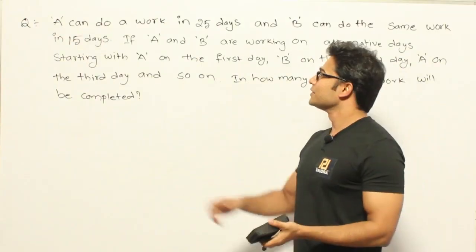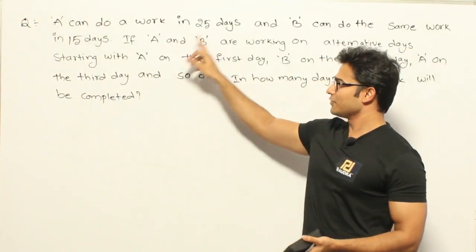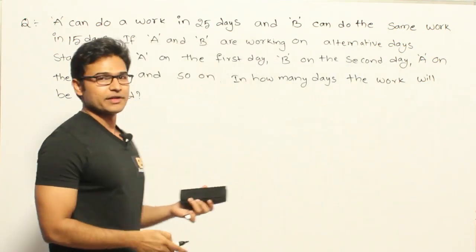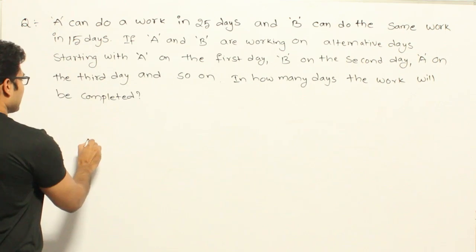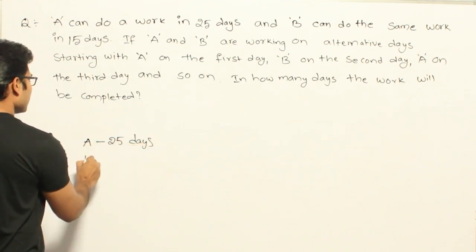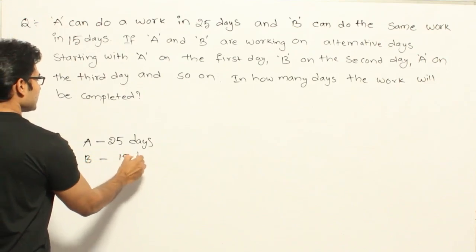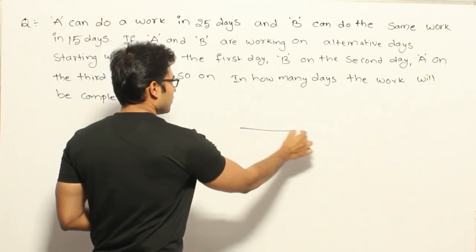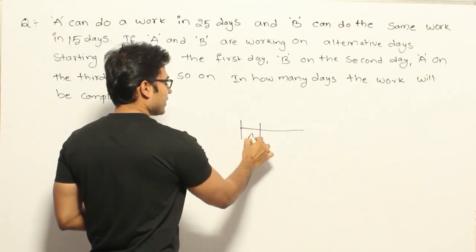Let's see the same example with different numbers. A can do the work in 25 days and B can do the work in 15 days here, and again they are working on alternate days. So it is given that A can do the work in 25 days and B can do the same work in 15 days, right?